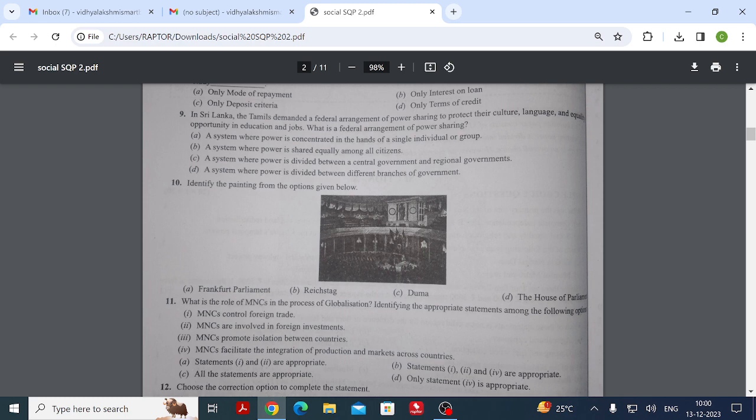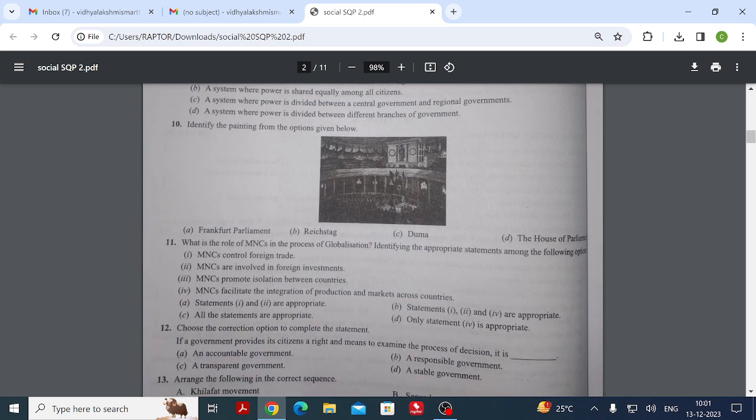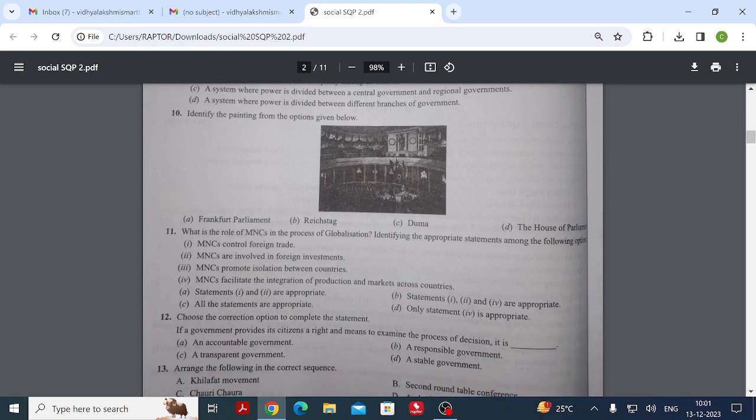Okay, central and... how come you are telling C? Why not B? Okay, so federalism, we know it is a system where power is divided between a central government and a regional government. Okay, so we can see option C. Now what is this? Frankfurt Parliament.